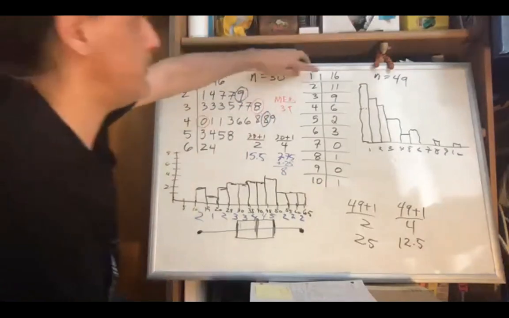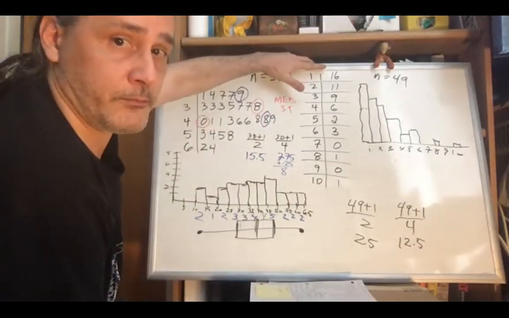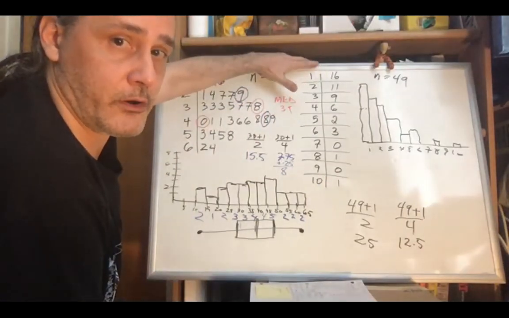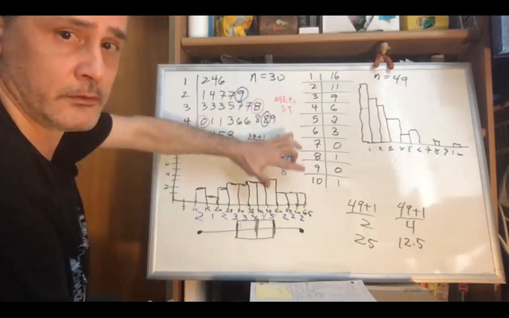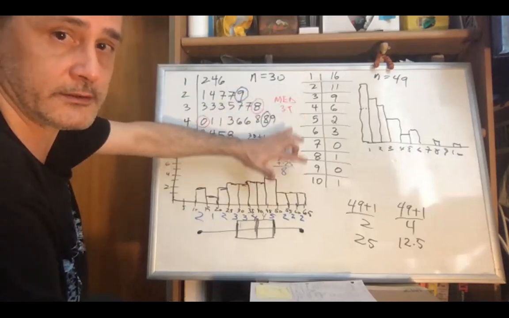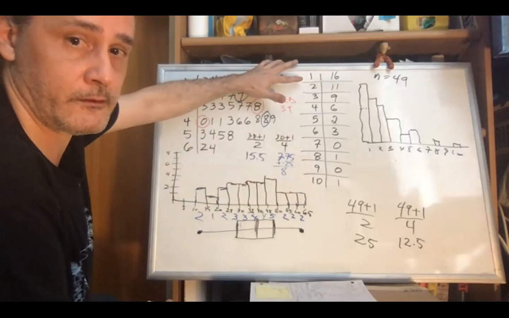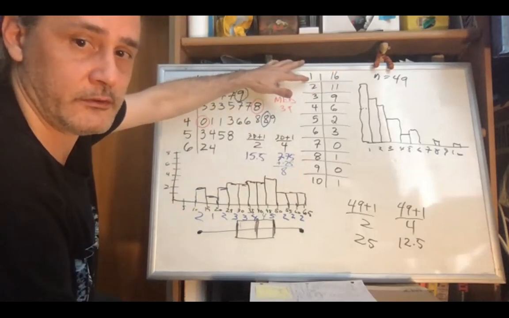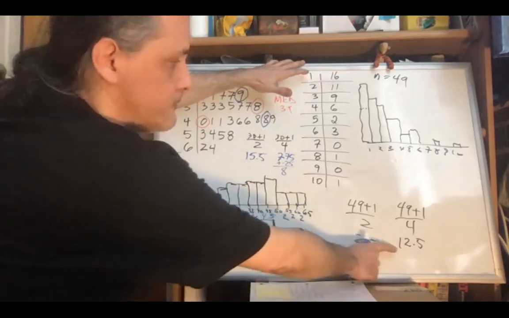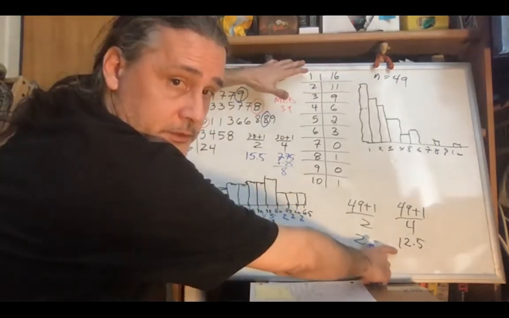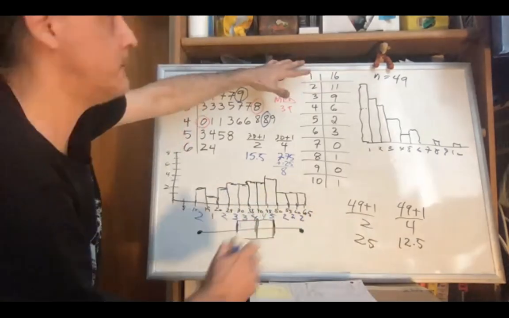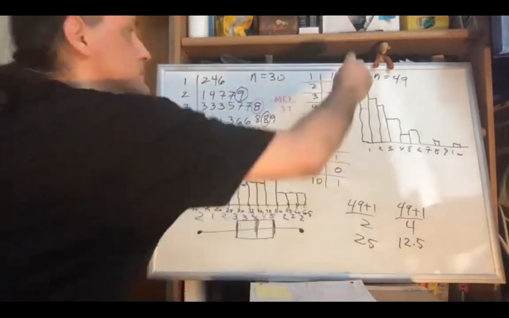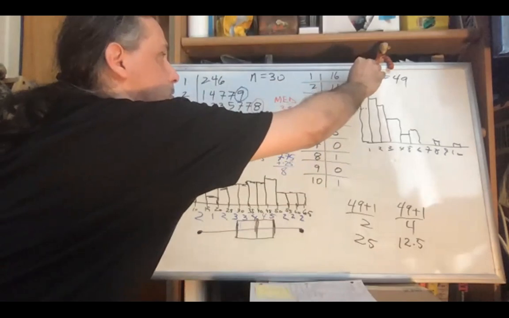All right, well, if we count from the top, we're going to be counting from the smaller numbers to the larger numbers, from the 1s to the 10s. So the 16 ones. So the first 16 numbers in ranked order would be 1s. Well, that certainly means the 12th and 13th number would have been a 1. Okay, so this is where the lower quartile is.